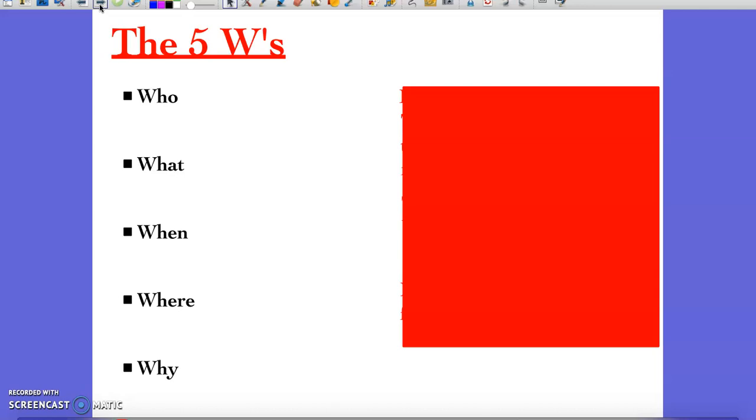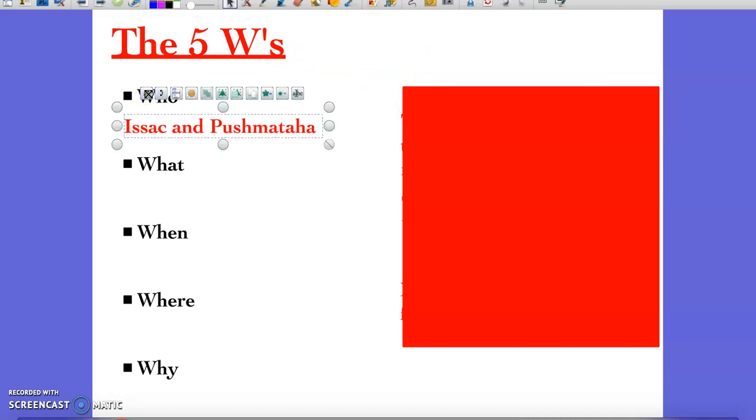So we're going to use these 5 W's to help us answer or collect information from the text in order to write a summary. So the first W is who. So who is it about? Who are the characters? Who are the people? Maybe it's an animal, maybe it's whatever the case is, but who are we focusing on? And in this chapter, our focus has been on Isaac and Pushmataha. We were introduced to General Andrew Jackson, but the main characters and who we're focusing on is Isaac and Pushmataha.